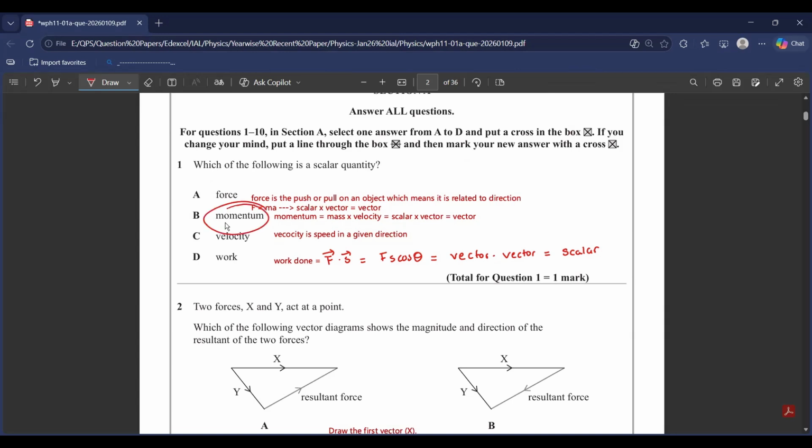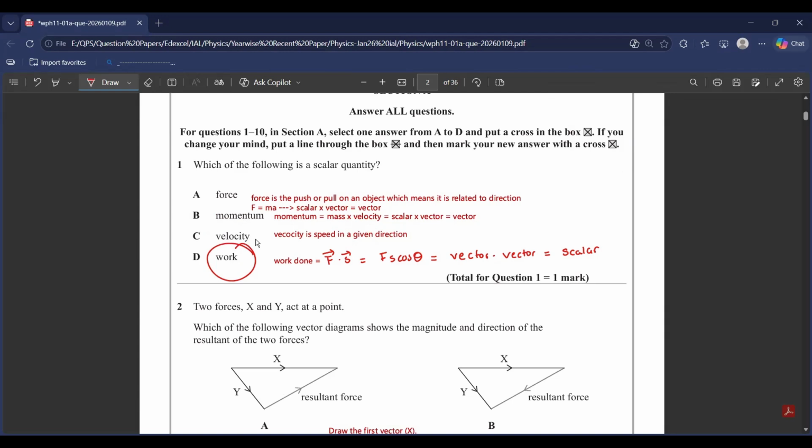Next comes momentum. The formula for momentum is mass times velocity. Again, we are multiplying a scalar quantity with a vector quantity. The result will always be a vector quantity, right? Which means momentum is also a vector quantity. Next, we have velocity. What is the definition for velocity? Velocity is speed in a given direction, which means it is also a vector quantity. And velocity is related to displacement.